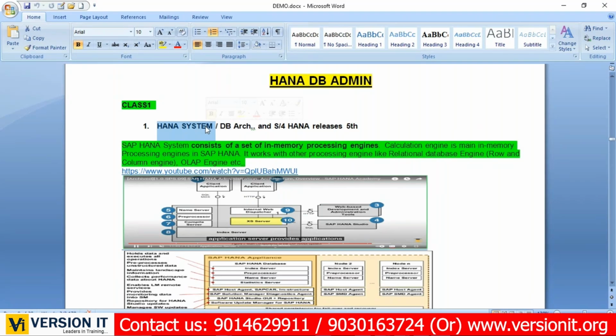Then SAP started building the system. Up till then, the maximum RAM you used to carry in your ECC6 production would be 64 GB or hardly 128 GB. But to build such a system which gives instant reporting, we need terabytes of RAM, and the hardware was not built that way by the hardware vendors. So SAP first connected two or three hardware vendors and said, build such a system, I need 5 terabytes of RAM on it.